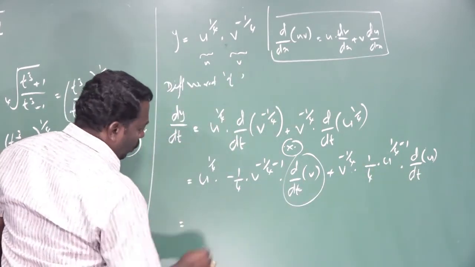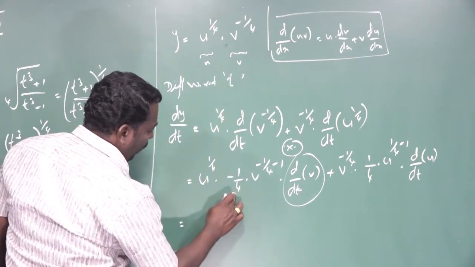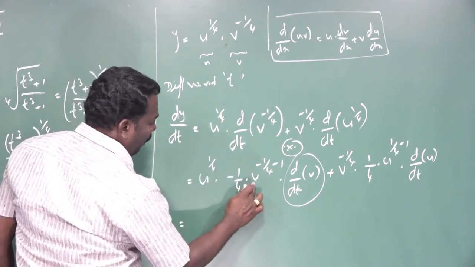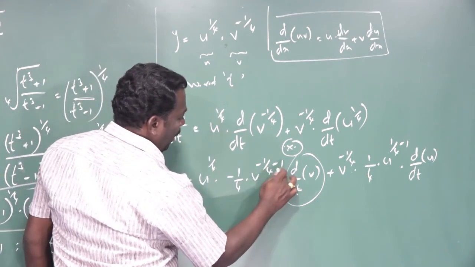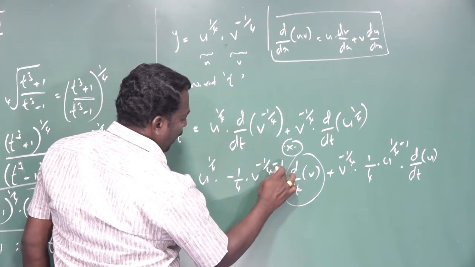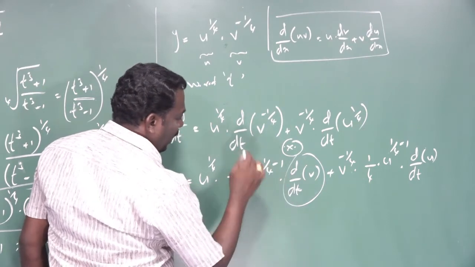And that is equal to, what is the term here? It is -1/4 u^(1/4) and v^(-1/4), and multiplying the terms, it is 4 here, -1 minus 4, that is -5/4.